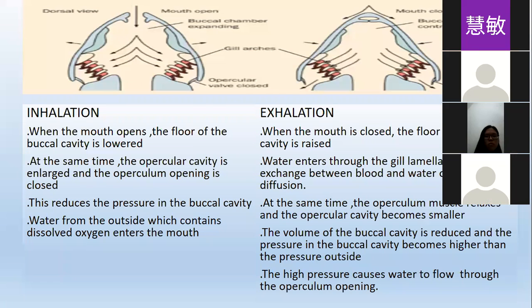Next is the exhalation of a fish. When the mouth is closed, the floor of the buccal cavity is raised. So the water enters through the gill lamella, and gaseous exchange between blood and water occurs through diffusion. At the same time, the opercular muscle relaxes and the opercular cavity becomes smaller. The volume of the buccal cavity is reduced and the pressure in the buccal cavity becomes higher than the pressure outside. The high pressure causes water to flow through the operculum opening.